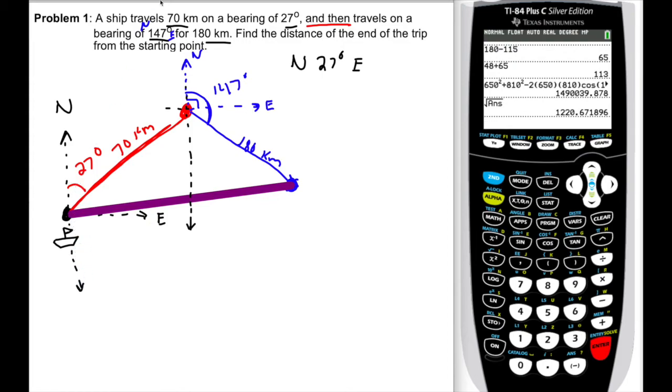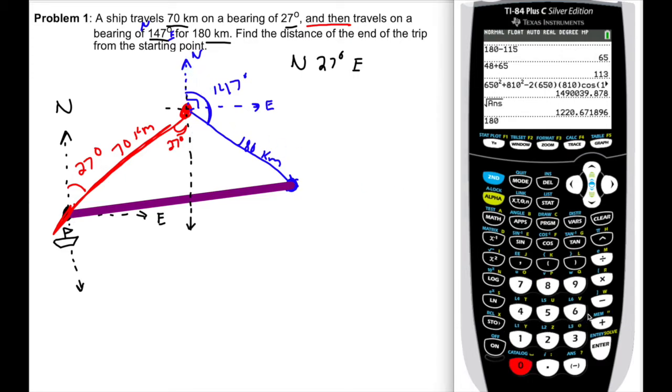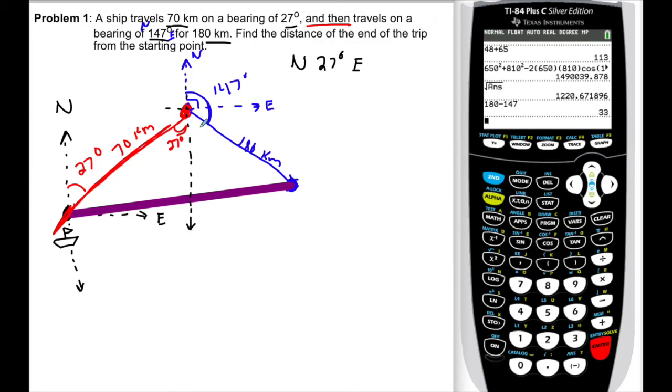So we know this is 27 degrees, and again, this is a transversal. So if this is 27, this little piece is 27. And again, this line has to add up to 180. So I come in my calculator, and if you can do it in your head, go. That's all right. I don't want to do it in my head, so I'm not going to. And what I get is a 33-degree angle right here. So that adds up to 180.